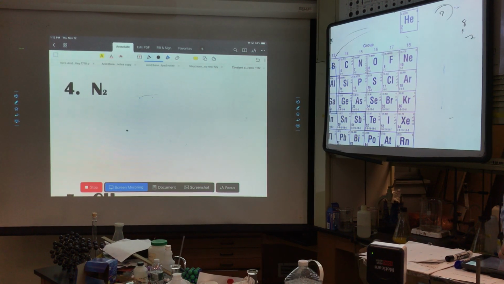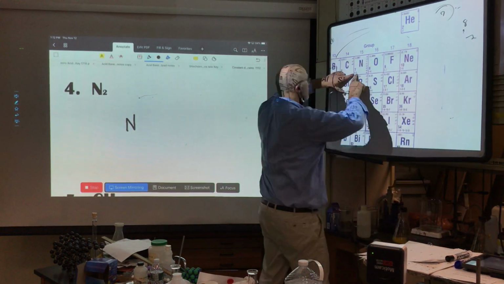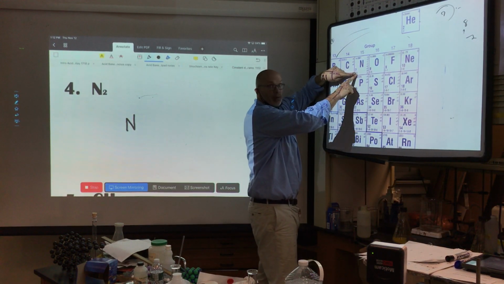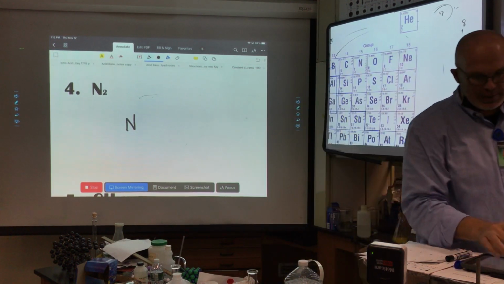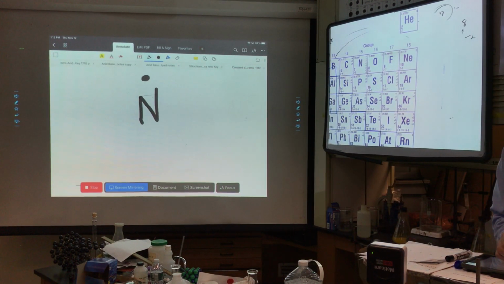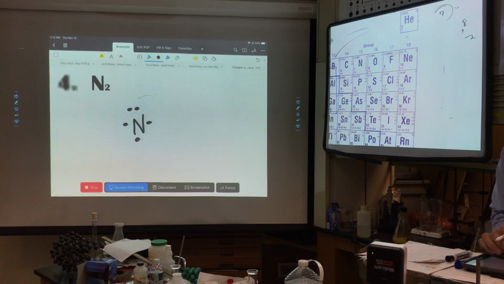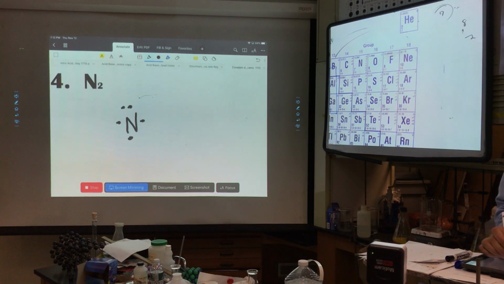Okay, nitrogen. I start with N. How many dots do I start with? 2-5. So 5. 5 dots. So put the 5 dots out there, you put all of its valence. Because those are the outermost electrons.